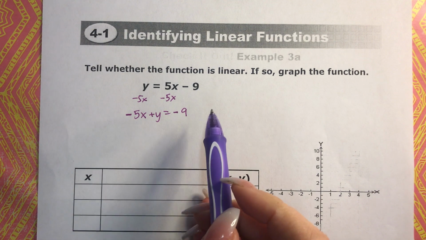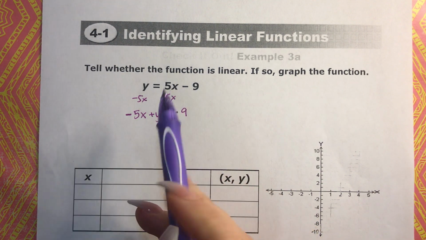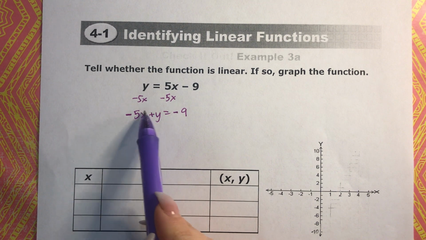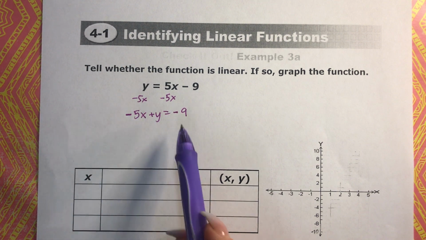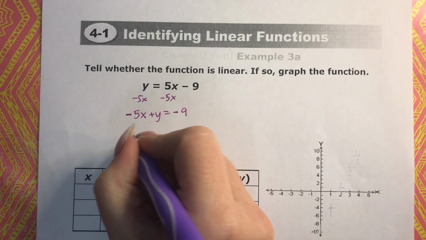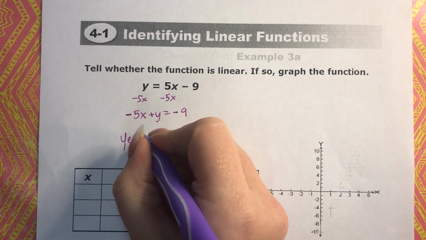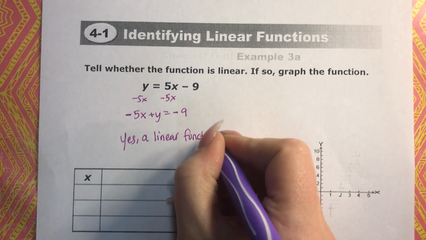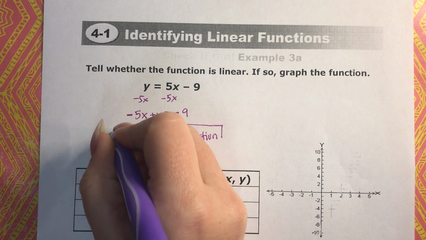Okay, so we can write this in standard form. X and y are added together, so that's great. They're not multiplied. And also, there's nothing in the exponent, which means there's actually a 1 there. So that really meets all of the qualifications. So yes, this is a linear function. Now we just need to go ahead and graph it.